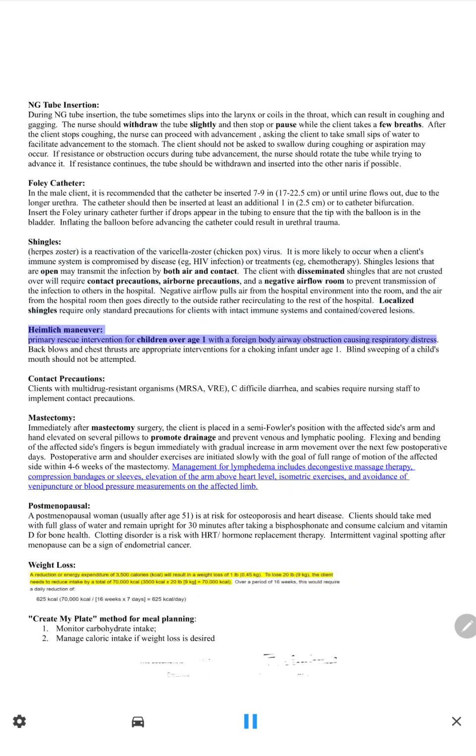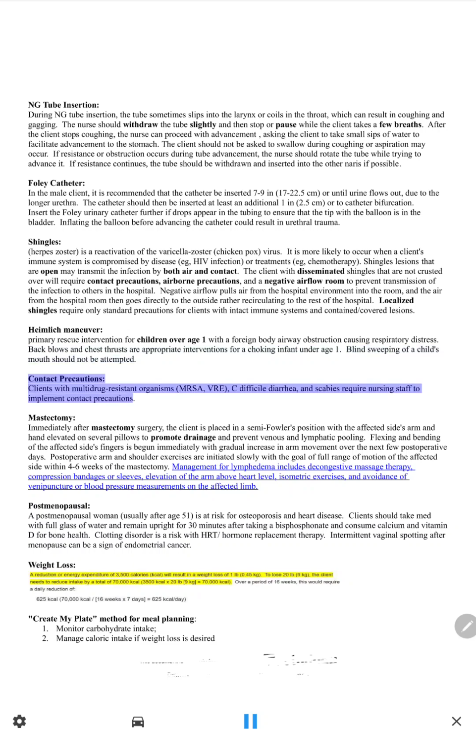Heimlich maneuver. Primary rescue intervention for children over age 1 with a foreign body airway obstruction causing respiratory distress. Back blows and chest thrusts are appropriate interventions for a choking infant under age 1. Blind sweeping of a child's mouth should not be attempted.